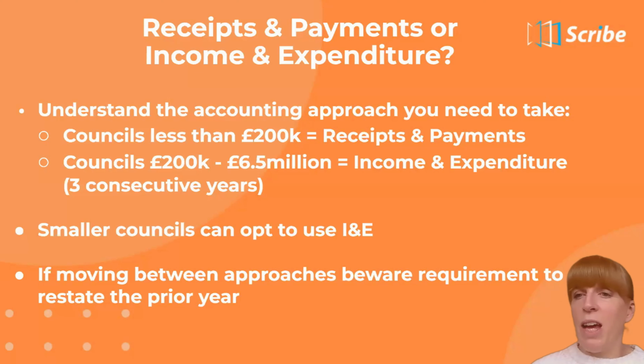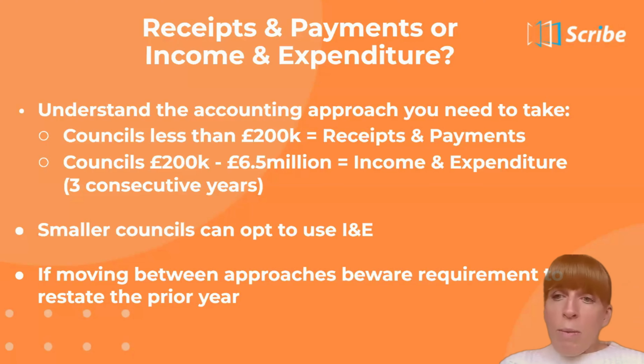Now, if I've said all that and you're thinking I haven't got a clue what that means, have a look at last year's AGAR, look at your accounting statements. If box 7 and box 8 are the same figure, then you're almost certainly working in receipts and payments. If they're different, then you're definitely working in income and expenditure. Obviously, hopefully the size will give you a bit of a feel for what you're likely to be, but you can have a look and review what was done previously to get some more details specific to your council.